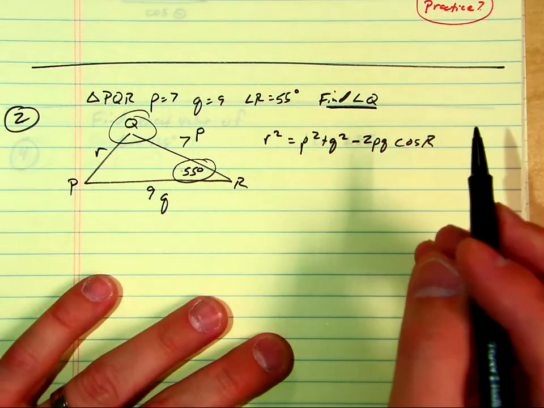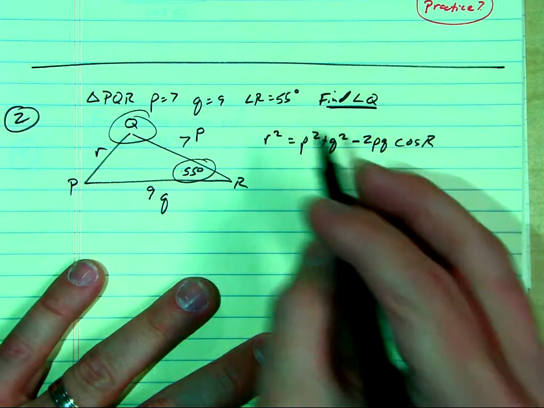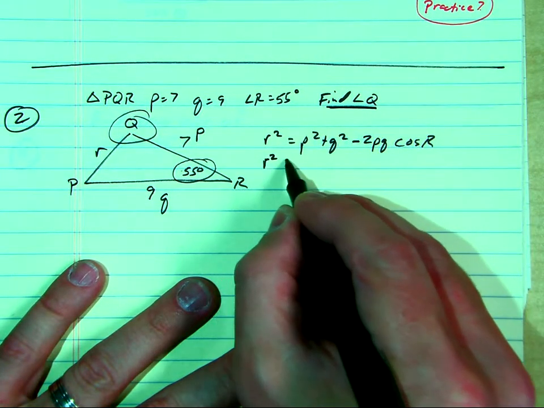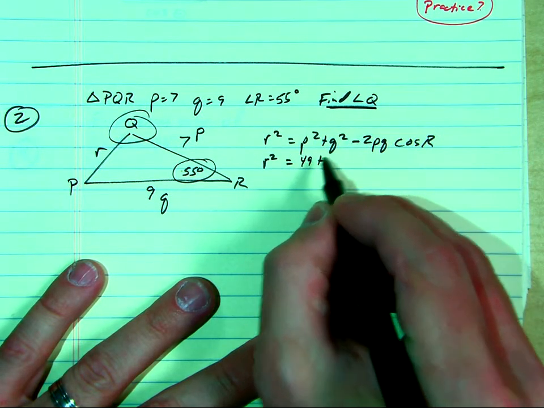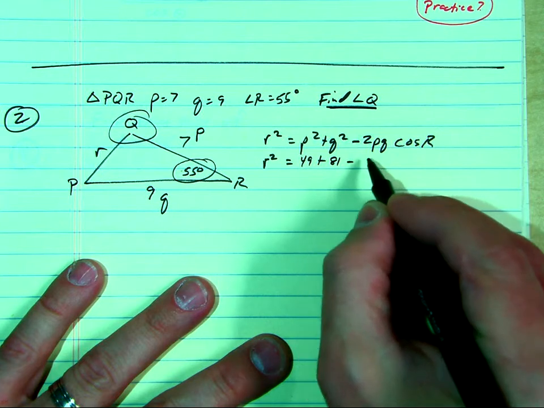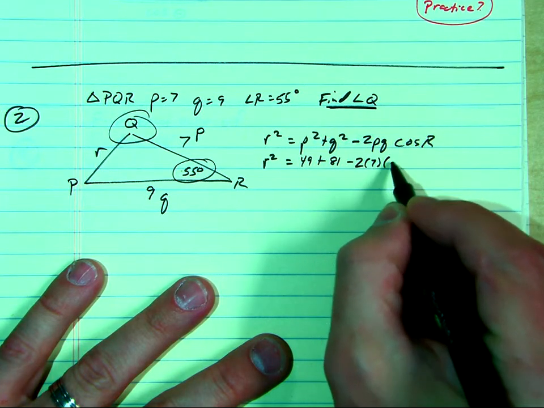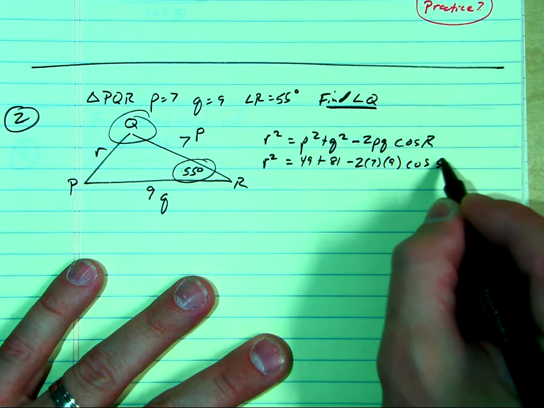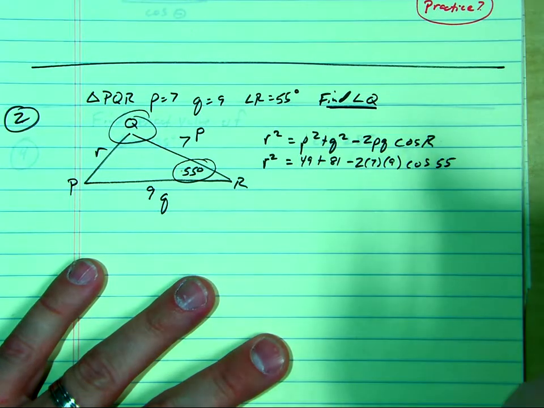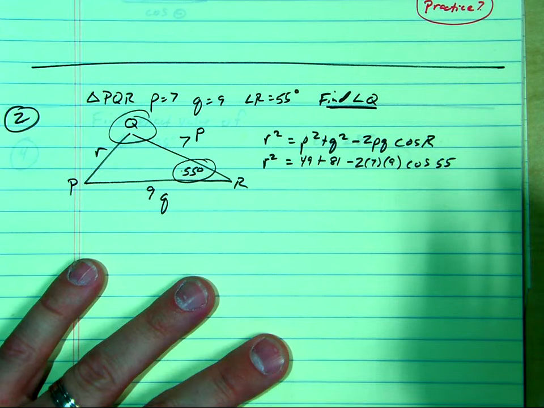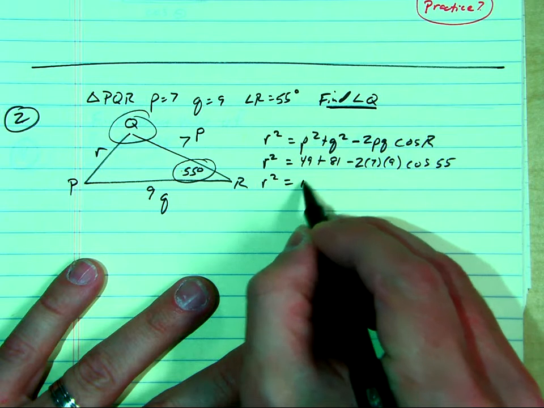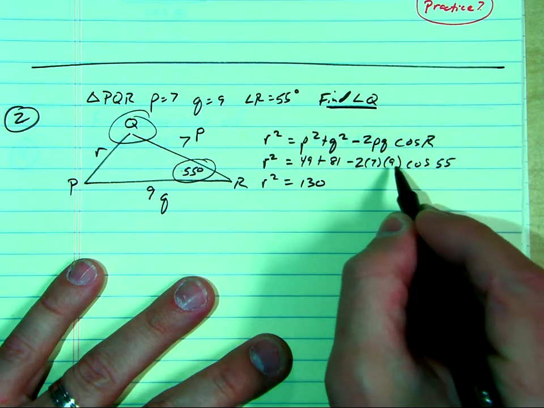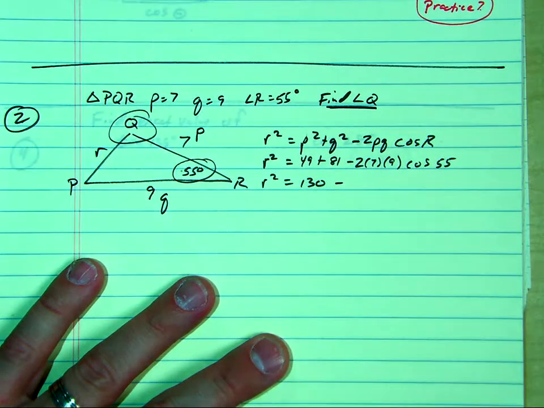Can you guys help me out with the calculator because these numbers are too big for me to square on my own? R squared. What is 7 squared? 49. What's 9 squared? 81. Minus 2 times 7 times 9, and then cosine of 55. What's 49 plus 81? Is that 130? What's 2 times 7 times 9? Is that 126?